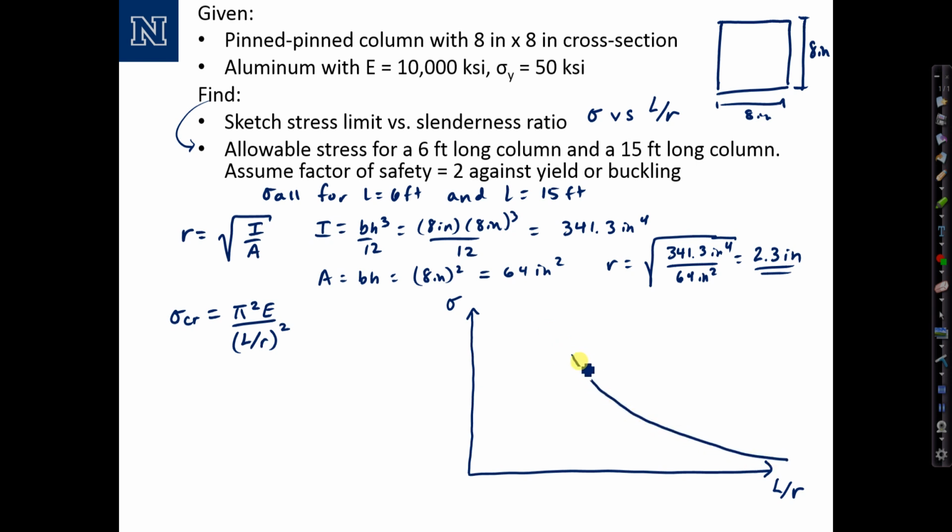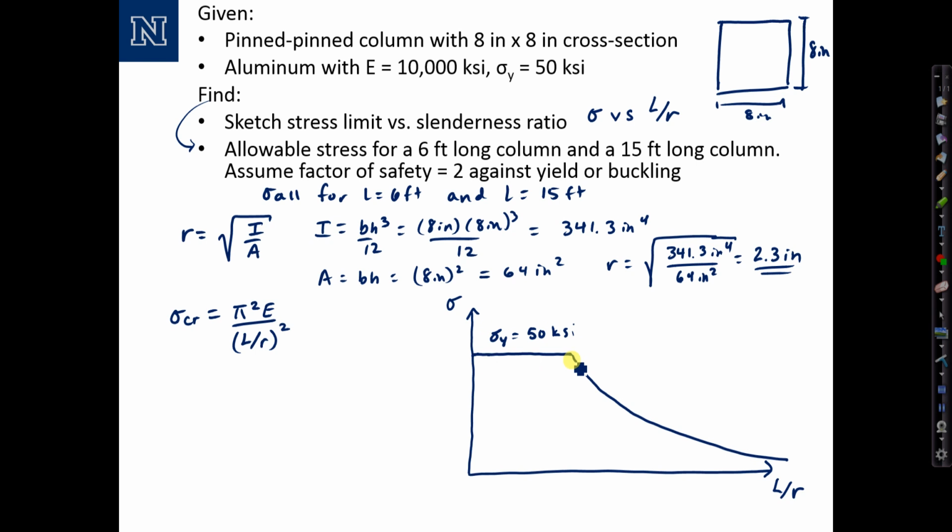Okay? And it would extend all the way up, but what happens for small slenderness ratio, the yield stress controls rather than the buckling stress. So the curve would come straight across like this, where this flat portion would be determined by sigma y, which in this case is 50 ksi.